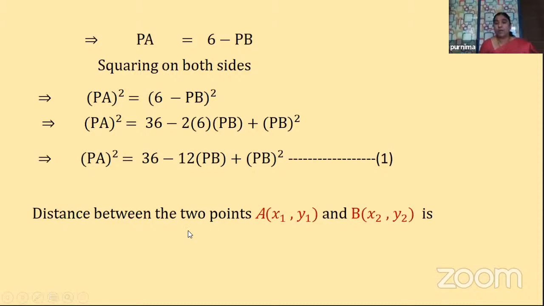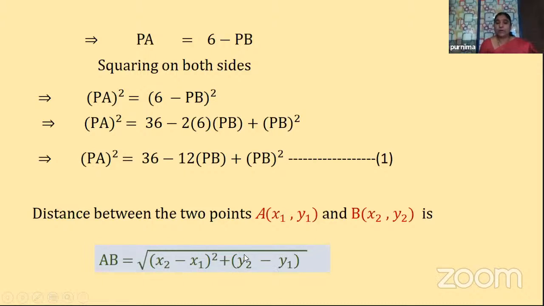So now let us see, PA is nothing but the distance. Let us see the distance formula once. Distance between 2 points A(x1, y1) and B(x2, y2) is AB equal to under root of (x2 minus x1) whole square plus (y2 minus y1) whole square. Till now we have done this. You have used this formula in many sums, so you are more familiar with this formula. Now let us apply this formula to find the distances PA and PB and substitute in 1.